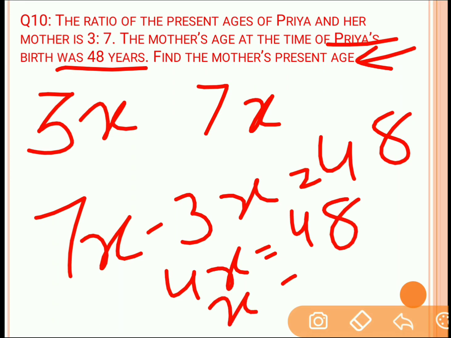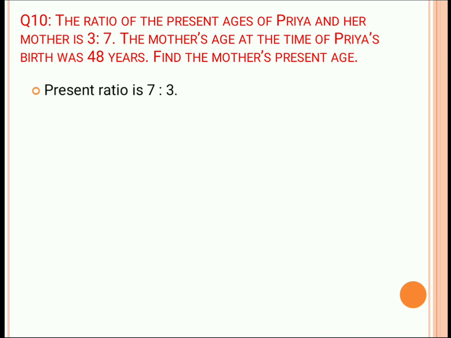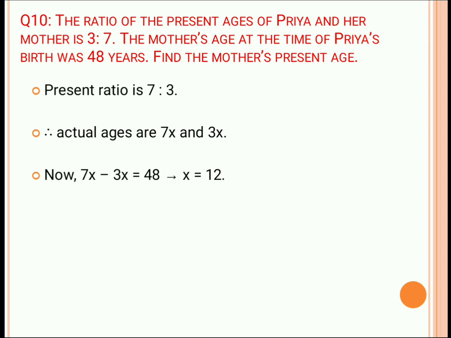So x is equal to 12. So you can say that if x is equal to 12, then we can find out the value of mother's age as well. So 7x is equal to 7 into 12, which is nothing but 84. As we know that the present age ratio is 7:3, therefore actual ages are 7x and 3x for mother and her daughter. Now the difference in the age was 48, so x is equal to 12.